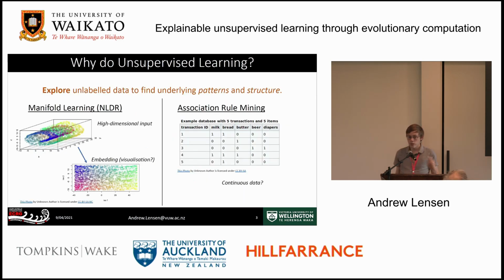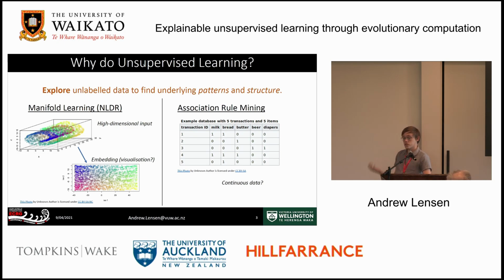So why do we do unsupervised learning? Generally, we want to explore unlabeled data to find underlying patterns and structure. So if you have a data set, you have no labels for it, you can't do classification, you can't do regression, you want to understand the essence of the data itself. So things like manifold learning or nonlinear dimensionality reduction, where you have some really high dimensional data and you try and convert it to a lower dimensional space, an embedding or in some cases a visualization. And by doing that, you can then understand the data and use it more efficiently.